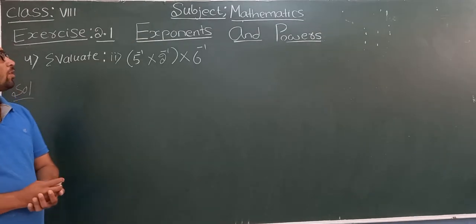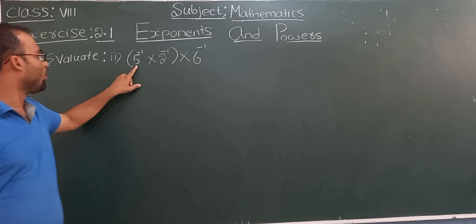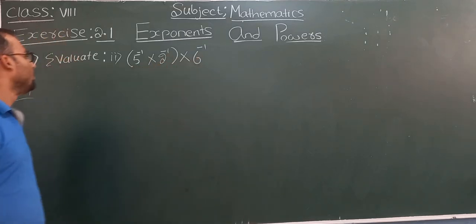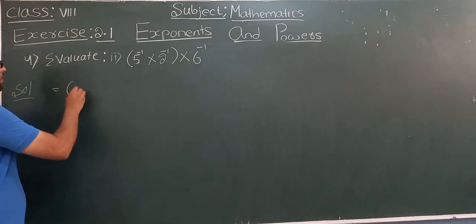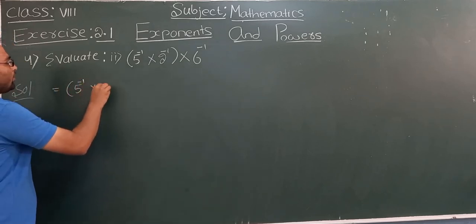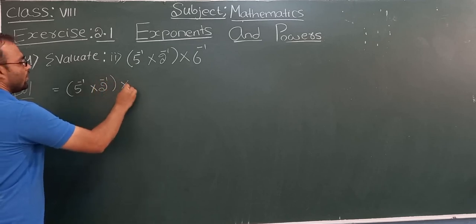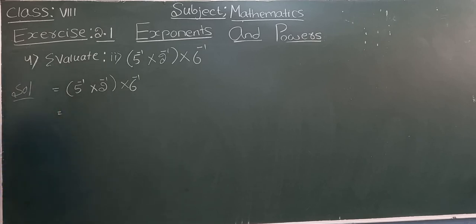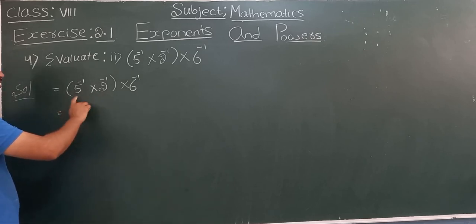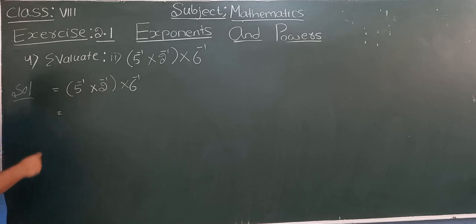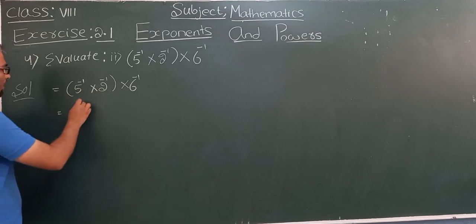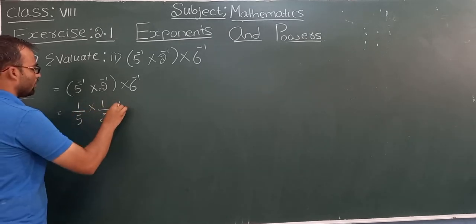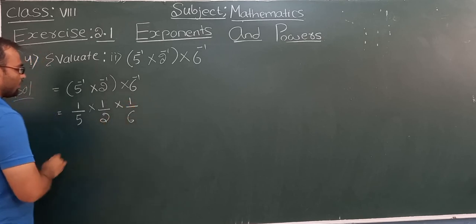Let's start on the second question. Here what is given is (5 power minus 1 into 2 power minus 1) into 6 to the power minus 1. Write it once again: 5 power minus 1 into 2 power minus 1 into 6 to the power minus 1. Now just look here, students, negative exponent power is there, no? So if you want, we can convert them into positive power. Why? Because of the reciprocal, that is 1 by 5 into 1 by 2 into 1 by 6.